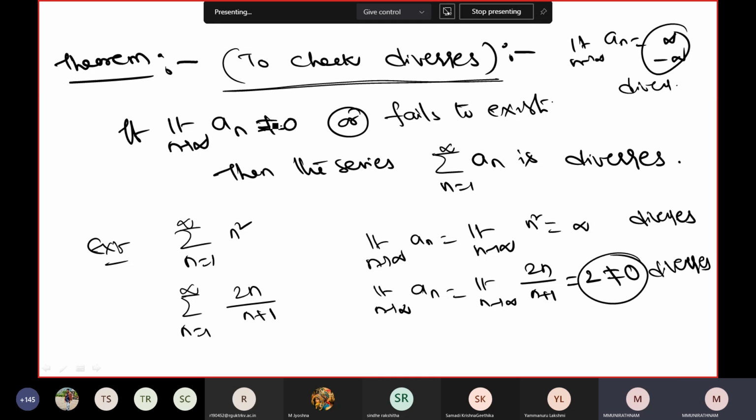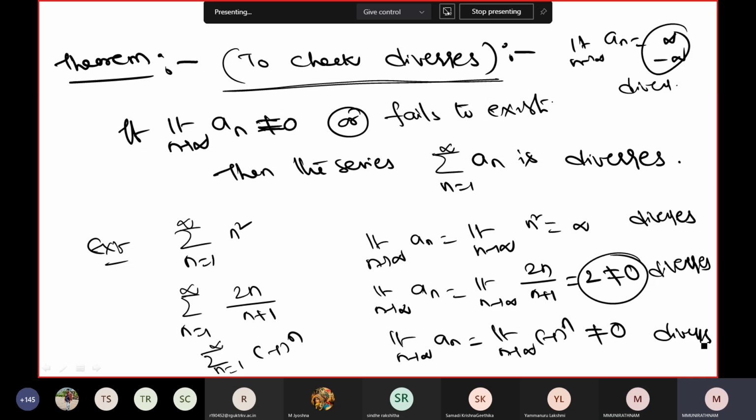Understood? If the limit as n tends to infinity of a_n is not equal to 0, directly we say that it diverges. This is never 0, therefore it diverges. So whether the limit is not equal to 0 or infinity, we can easily say the series diverges.